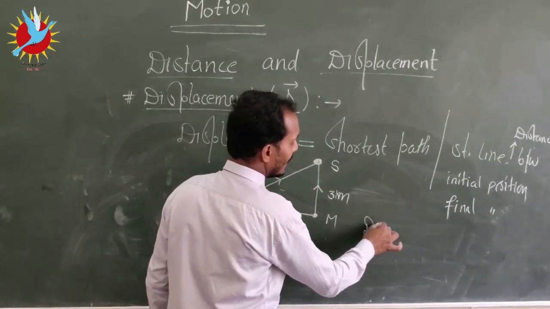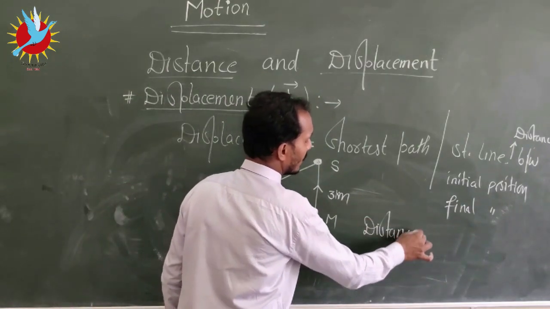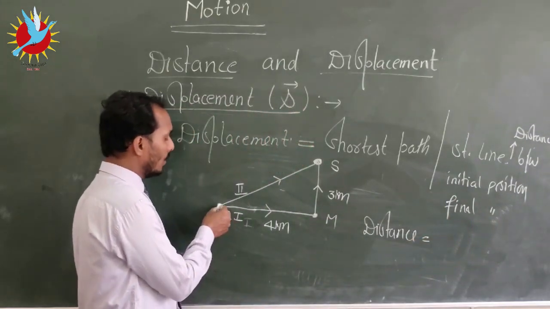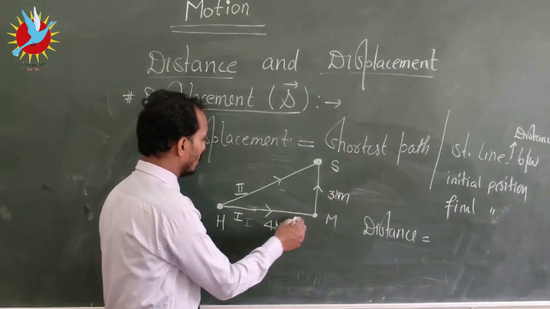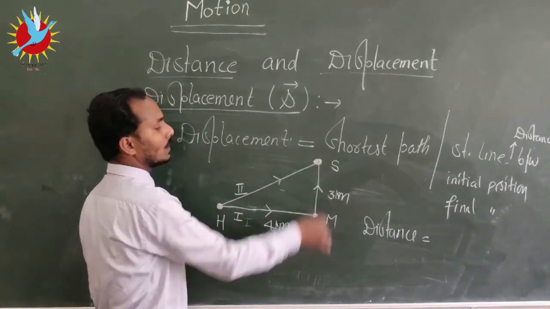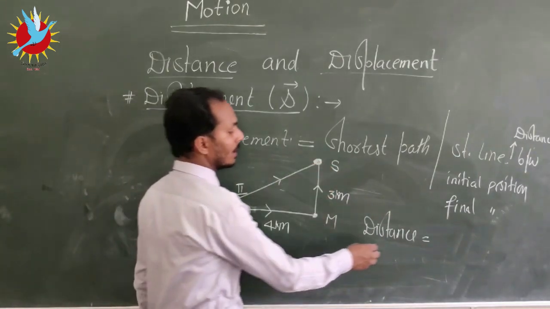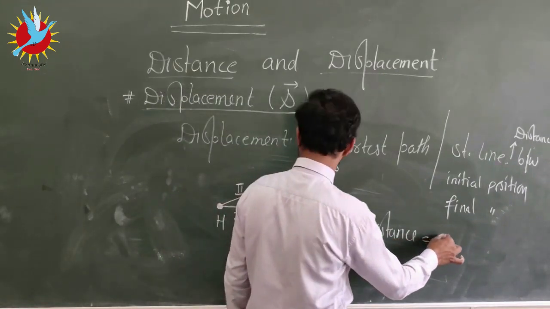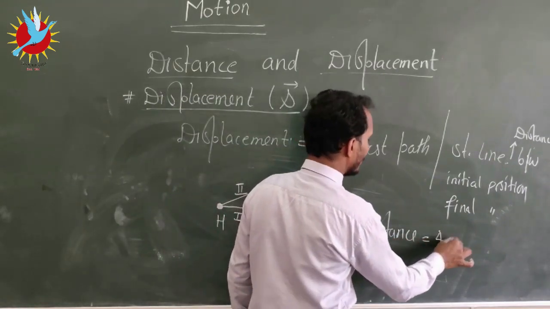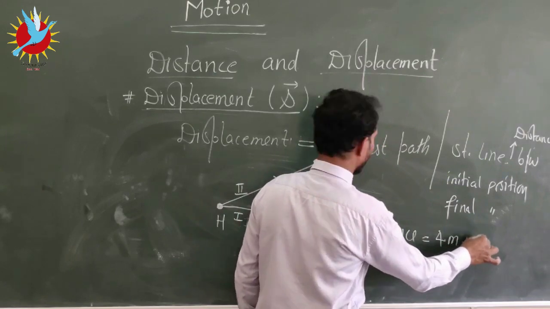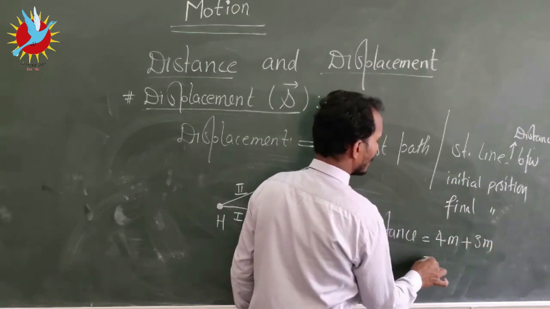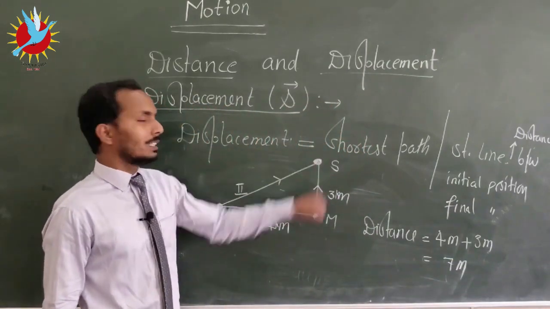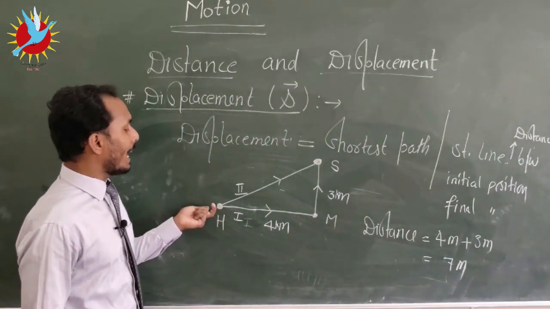What is the distance? Distance follows this route, from home to market, then market to school. Distance means what distance he covers. He covers 4 meter plus 3 meter, which means 7 meter. If he follows this route, then distance is the actual path.